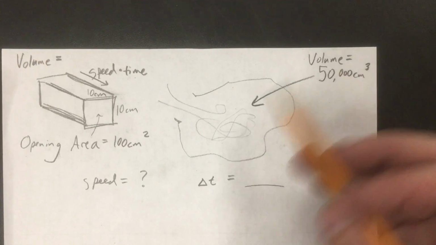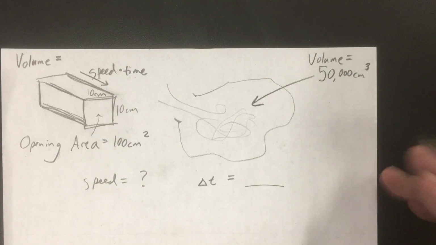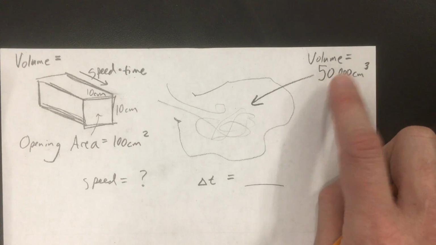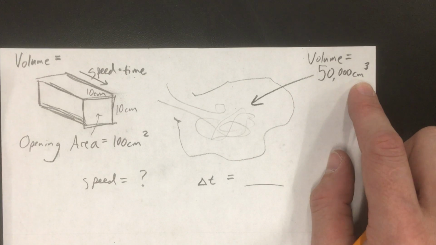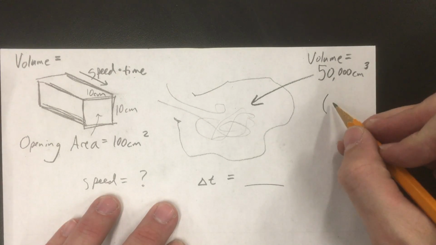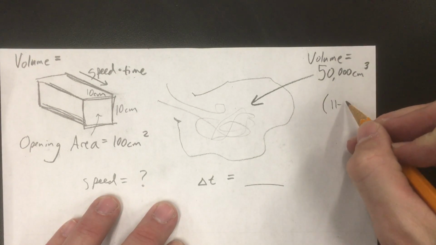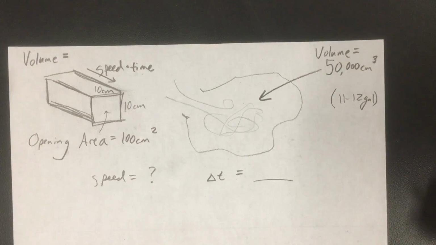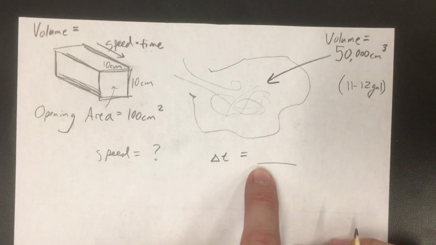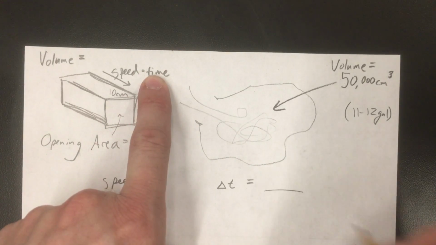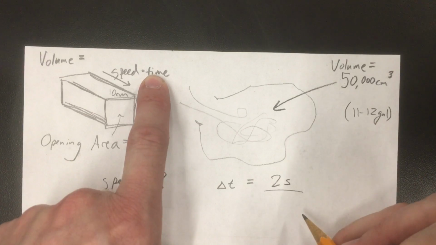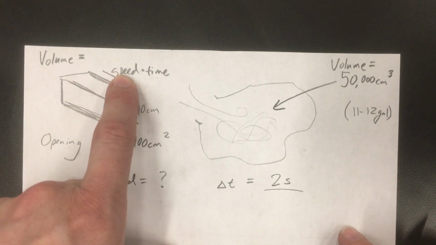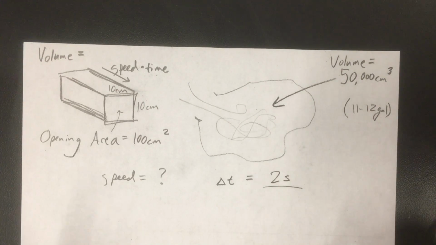I know, because I know what kind of bag I used, that this volume has a value of about 50,000 centimeters cubed. This is the same as approximately 11 to 12 gallons, and I know that because that's the size of the bag that I used. Again, I'm going to use a time value here of 2 seconds. That's approximate, but it's close. I don't know the speed, but that's what I'm actually going to solve for.